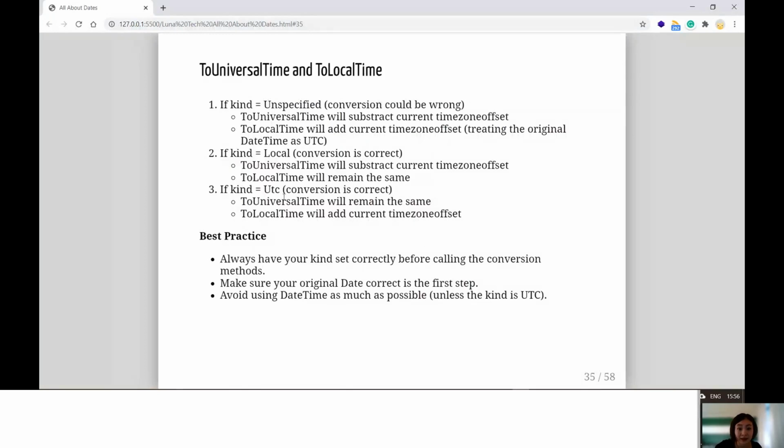So these are the summary. So if it's UTC, conversion is correct.